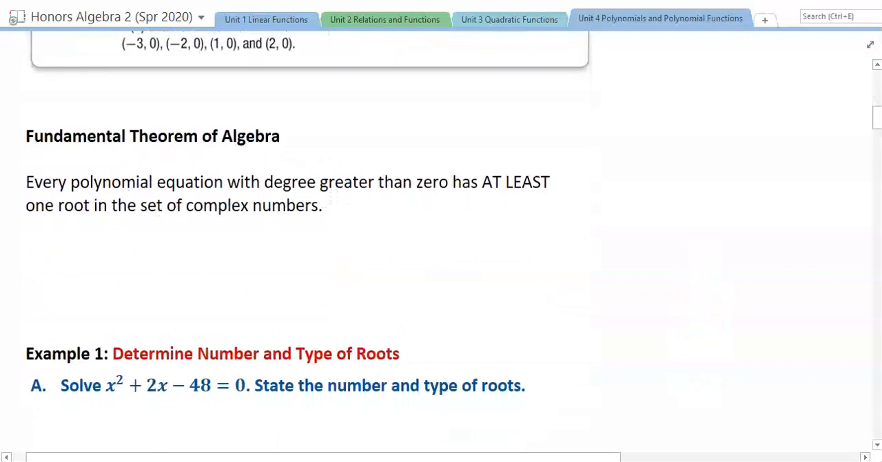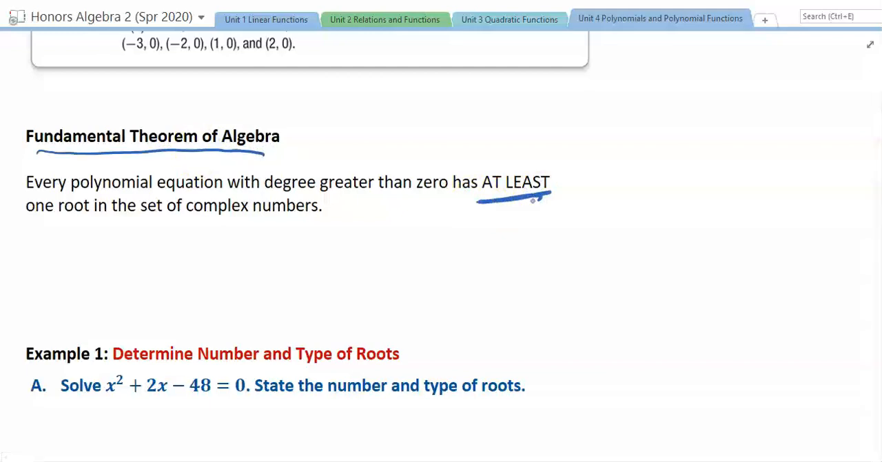So the first thing we're going to talk about that's new today is the fundamental theorem of algebra, and it states that every polynomial equation with degree greater than 0 has at least one root in the set of complex numbers. So it might mean it's real, it might mean it's imaginary, or it might mean it's a complex number. So let's see what that means in some example problems here.